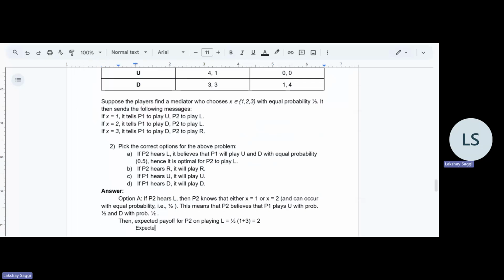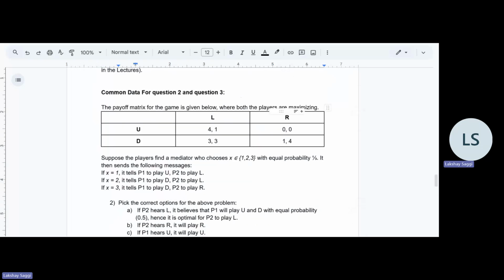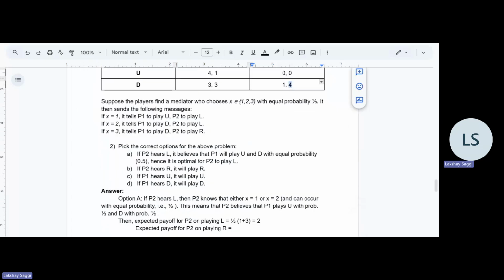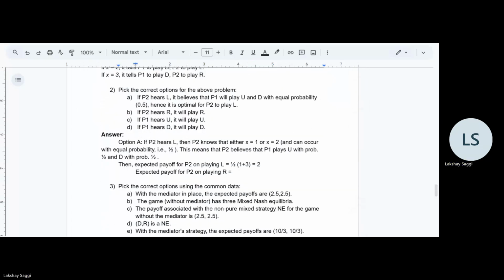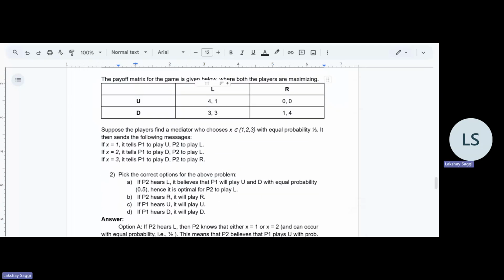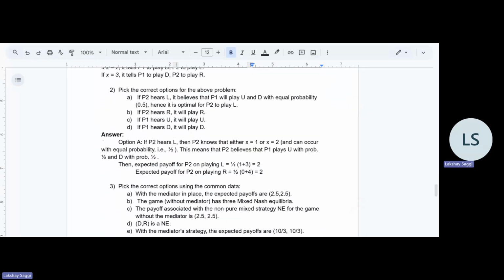And what's the expected payoff for P2 on playing R? If P2 plays R, again U and D are being played with equal probabilities. So on playing R, P2 gets a payoff of 0 here and 4 here. So it's half times 0 plus half times 4, which is again equal to 2. So the payoff which P2 receives on playing either of L or R is actually equal to 2 itself.